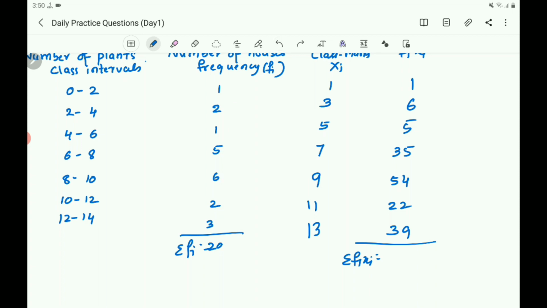Here you find the sum. 1 plus 6, 7, 7 plus 5, 12, 12 plus 5, 17, 17 plus 4, 21, 21 plus 2, 23, 23 plus 9, 32. Here 3 is carry. 3 plus 3, 6. 6 plus 2, 8. 8 plus 5, 13. 13 plus 3 is 16.